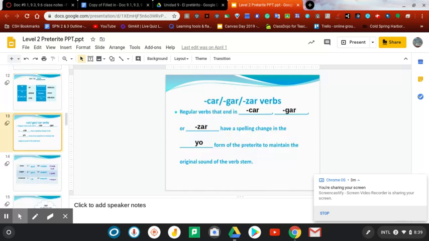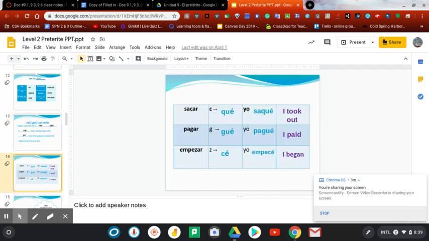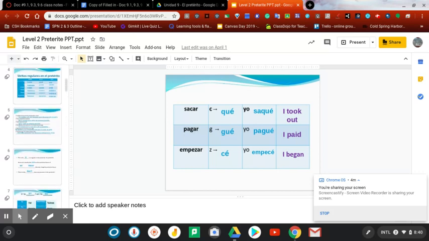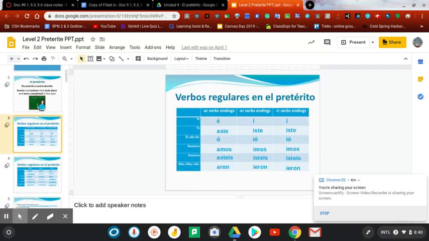Okay, the rules about car, gar, zar, the change only happens in the yo form. So we know that car goes to que, yo saqué. Gar goes to gue, yo pagué. And empezar, the zar, goes to ce, yo empecé. This is only in the yo form because when we check back to our AR endings, that's the only time that the verb ends in an E. So that's why the rule only applies in the yo form.